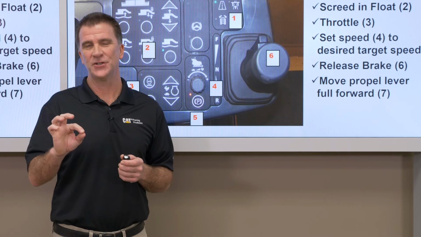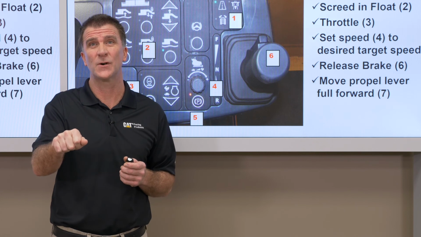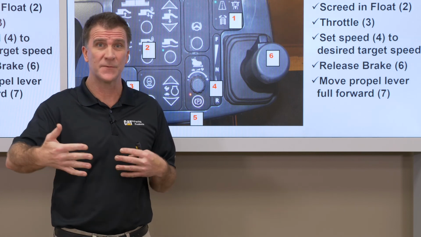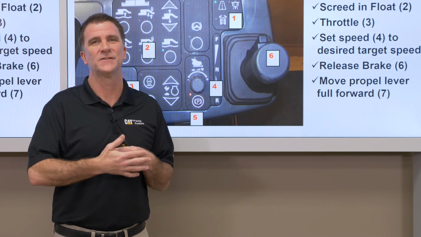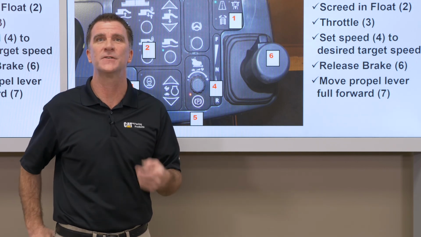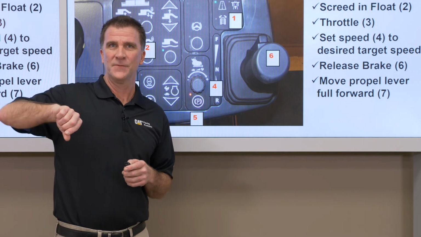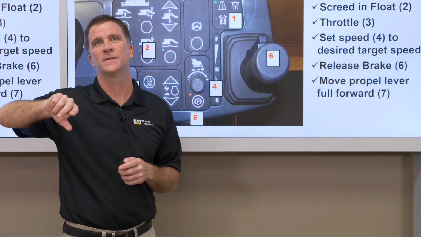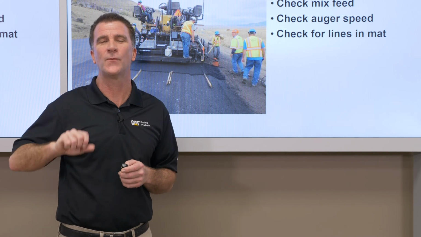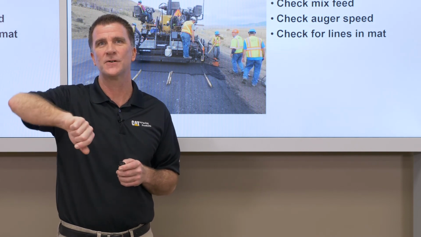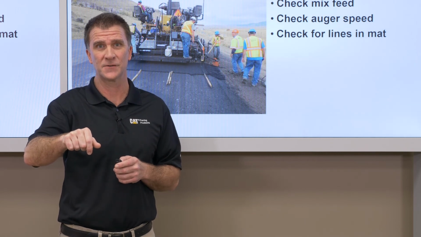So on a machine where I can set my paving speed before I take off, I'm just going to move the propel lever full forward and get up to my 35 feet per minute, for example. I want to get to speed quickly and smoothly to maintain the best head of material and avoid having a bump or a dip in the mat. If I've got a speed dial, I'll do the same thing, but I'll start at 0 with the speed dial, put the propel lever full forward, turn the speed dial from 0 up to my 35 feet per minute, or whatever my paving speed is, target speed.